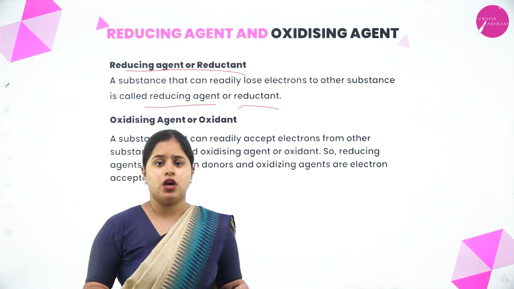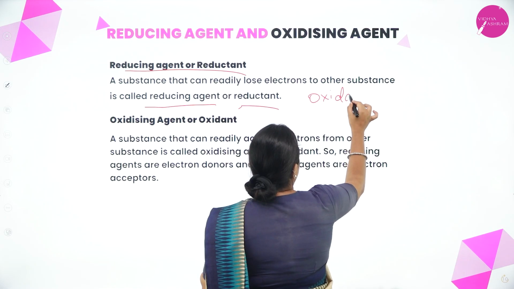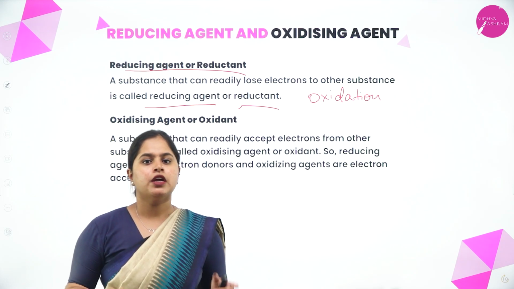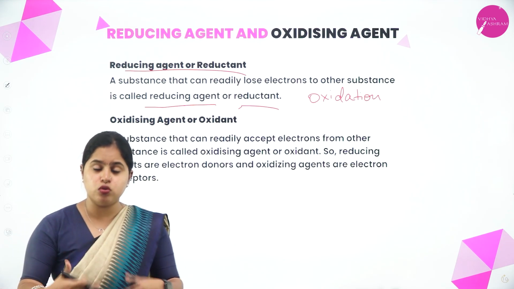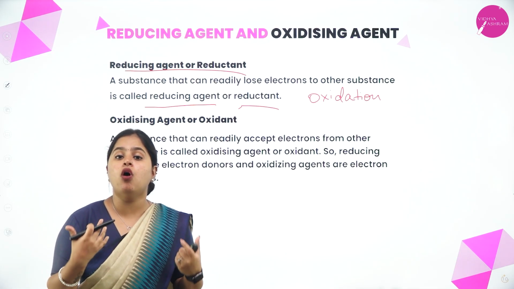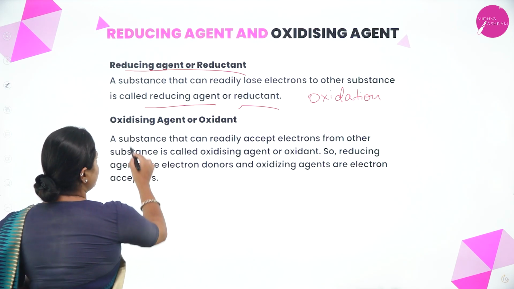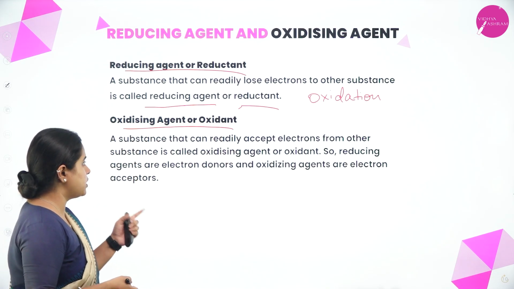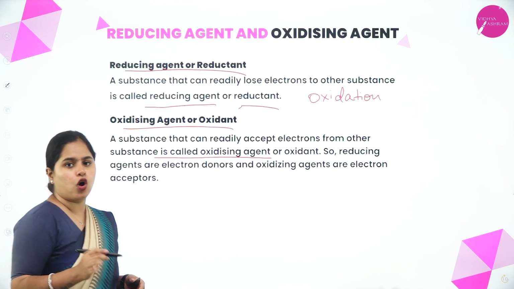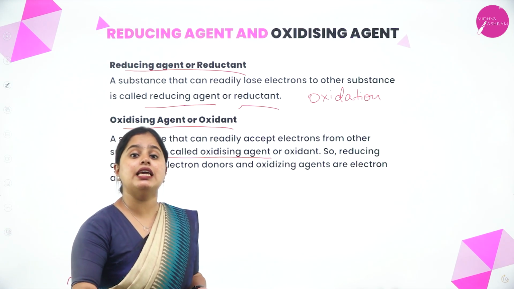So reducing agents are those substances which undergo oxidation, right? Just now we discussed what is oxidation. Oxidation is the process in which there is loss of electrons, right? So those substances which are ready to lose electrons easily, they will undergo oxidation. So reducing agents or reductants will undergo oxidation. The next one is oxidizing agent or oxidant. A substance that can readily accept electrons from other substances is called an oxidizing agent or oxidant. So here also, how can you define it? It is those substances which can easily gain electrons.